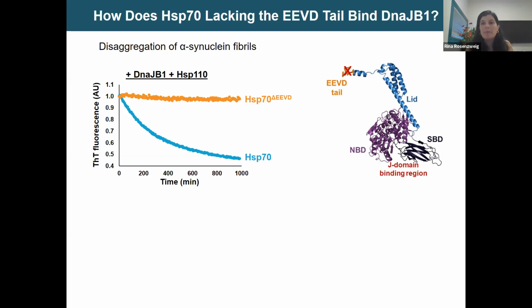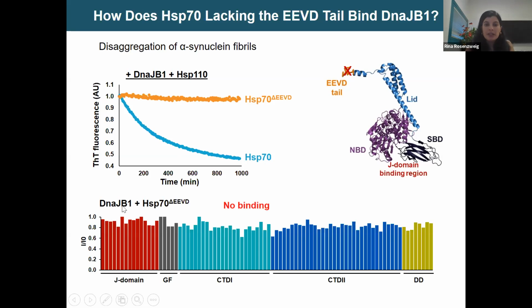And if we now repeat the binding and see the binding of DNAJB1 with this HSP70 lacking the C-terminal tail, we can now understand why there is no activity, because there is absolutely no binding between the two chaperones. And what was very surprising for us is that we didn't just lose the binding between this tail and the C-terminal domain 1, where the binding of the tail occurs.